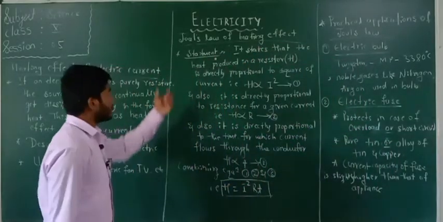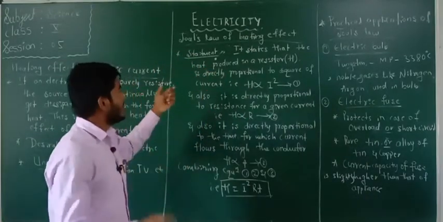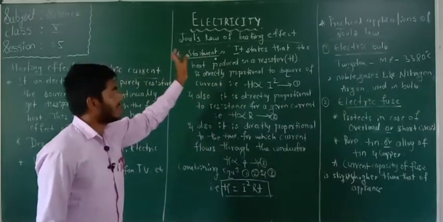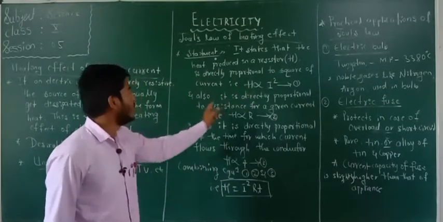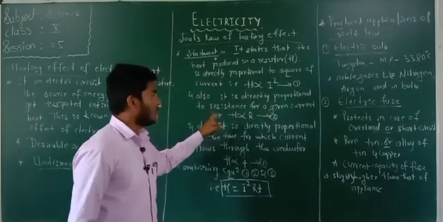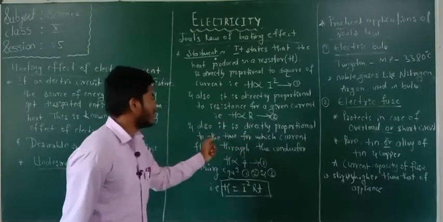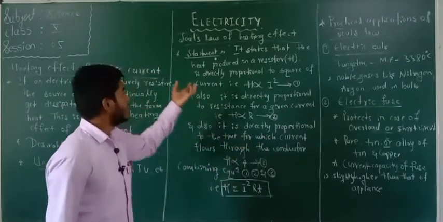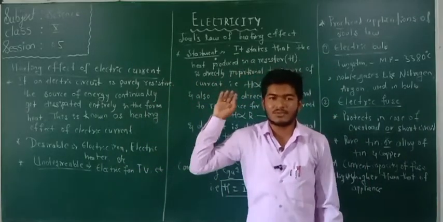Joule's law statement: it states that the heat produced in a resistor is directly proportional to the square of the current, and also directly proportional to the resistance for a given current, and also directly proportional to the time for which current flows through the conductor. Remember the statement of Joule's law. It may be asked in your examination as a 2 marks question.